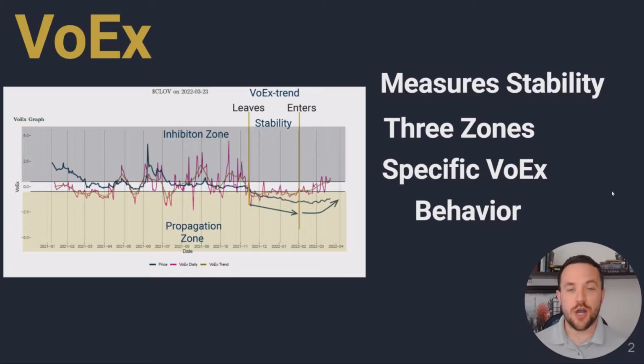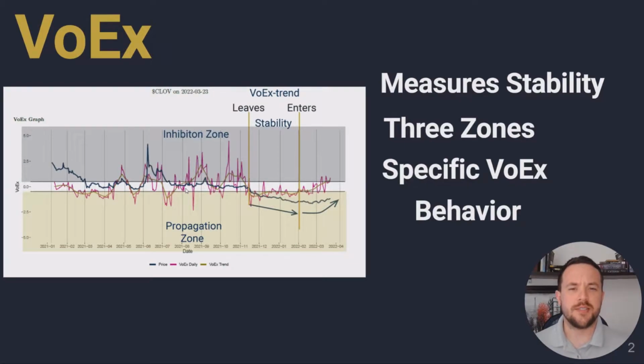The first on the reports, of course, is the VoEx graph. The VoEx graph's design is to measure stability, and it does that by being in one of three zones. But before we talk about those zones, let's get a feel for what is on the VoEx graph. There are three lines on the VoEx graphs. Well, there's a few more, but there's three that are important to us. The magenta is the VoEx, the tan line is the VoEx trend, and the blue line is the price.